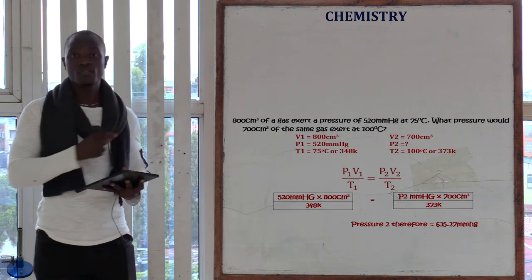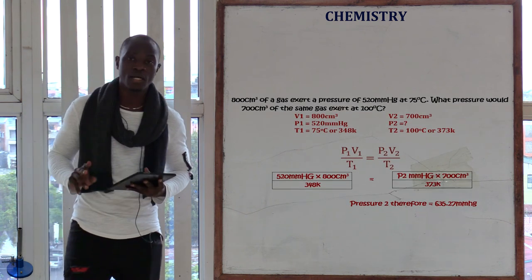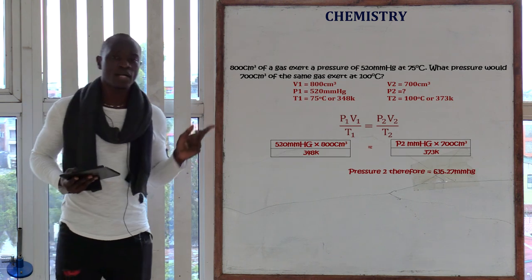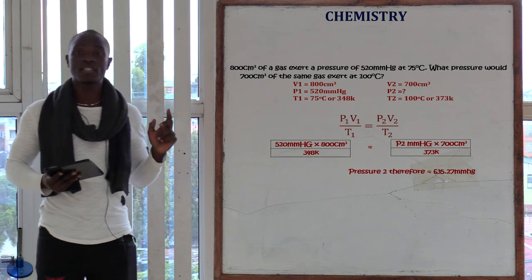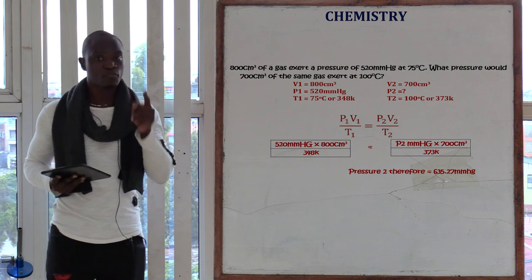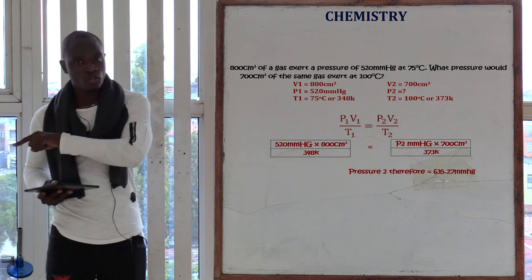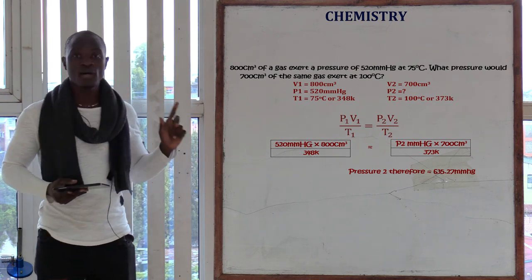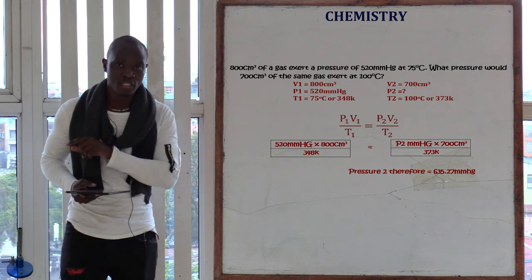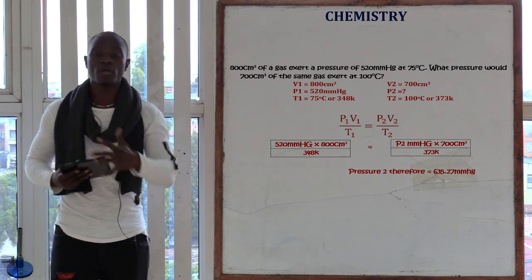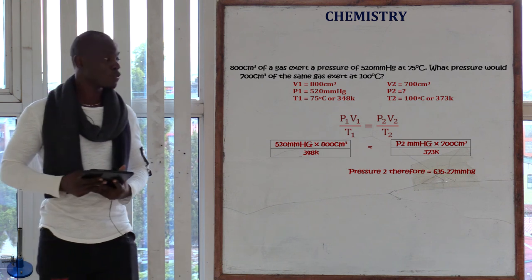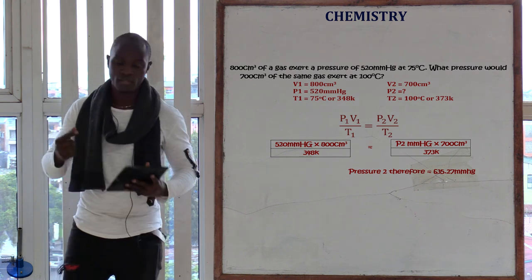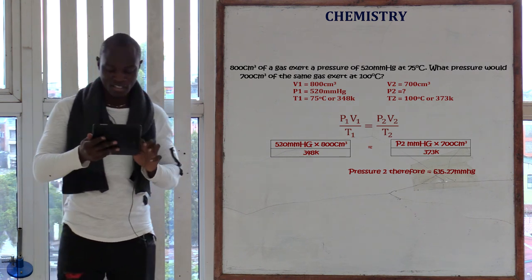So the best formula to use is P1 V1 over T1 equals P2 V2 over T2. If you look at this equation, you'll notice that we have Boyle's law, whereby P1 V1 equals P2 V2. And also we have Charles' law, which is V1 over T1 equals V2 over T2. Since these two equations were brought together, the name is called combined gas law, because it combines Boyle's law and Charles' law. Simple as that, simple chemistry.